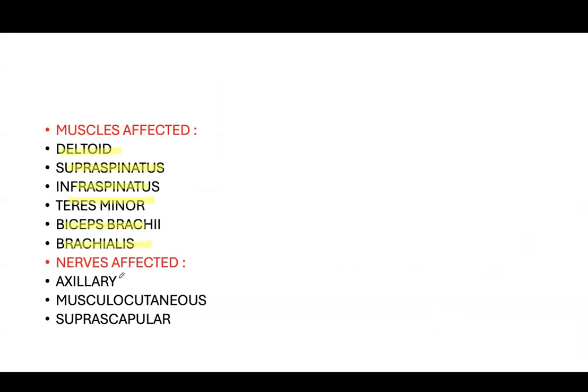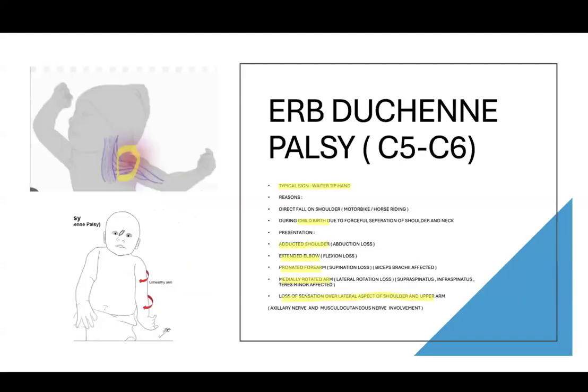Okay. So the muscles affected are these: deltoid, supraspinatus, infraspinatus, teres minor, biceps, and brachialis. The nerves affected would be axillary, musculocutaneous, and suprascapular nerves. You don't even need to remember any of this. As long as you know the brachial plexus, which of the nerves come out from C5 and C6, and which muscles are supplied by those nerves, and then if you know the function of the muscles, you can easily know what's going to happen if the muscles don't work.